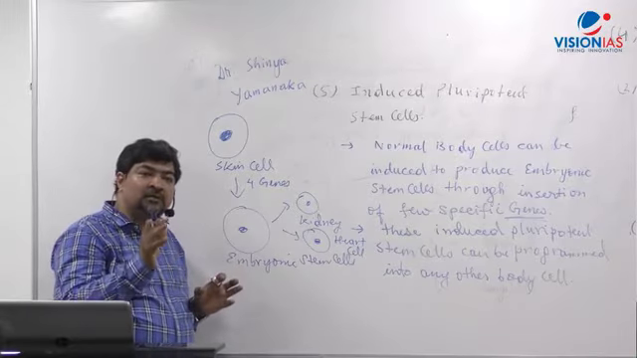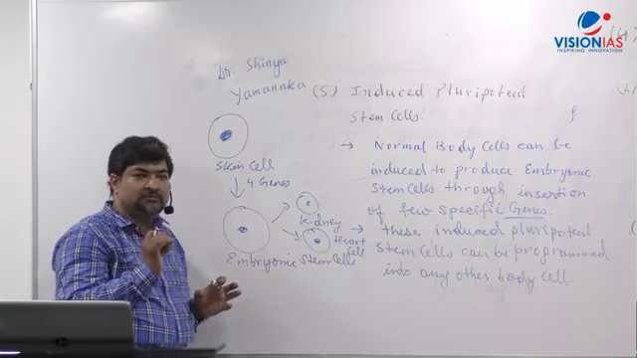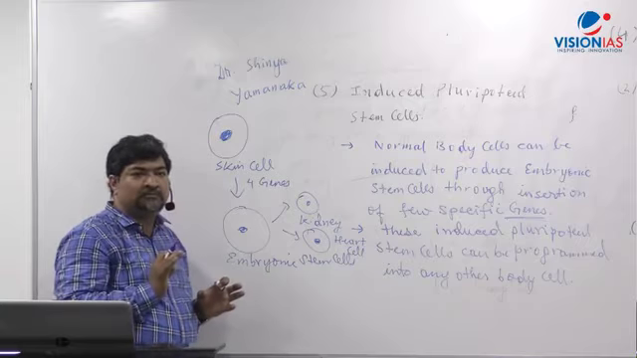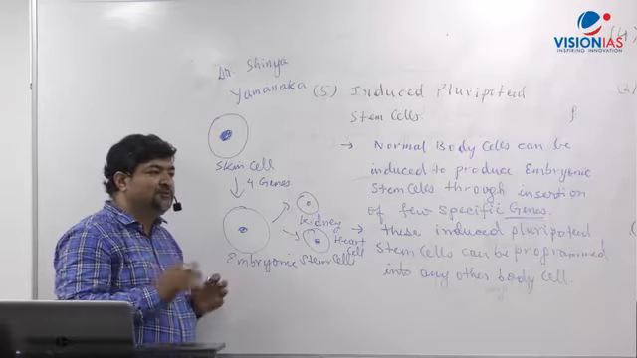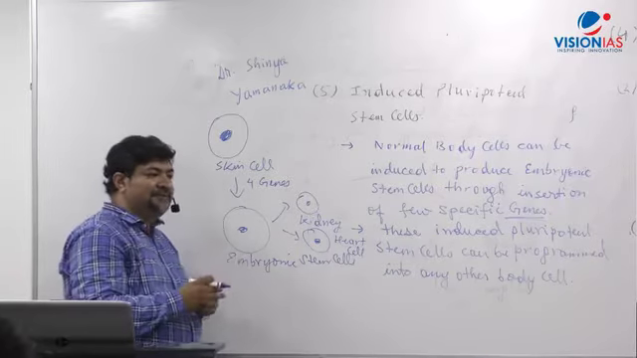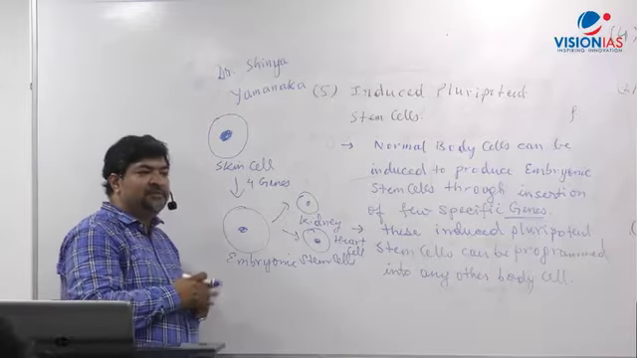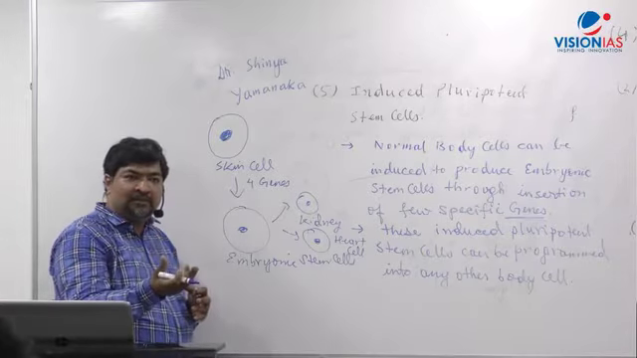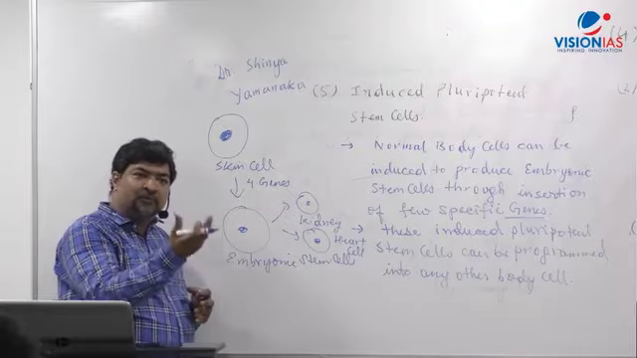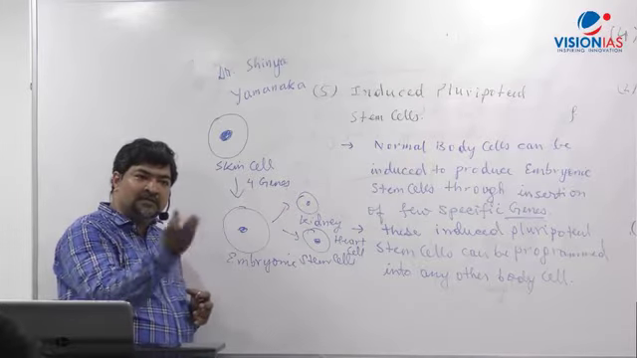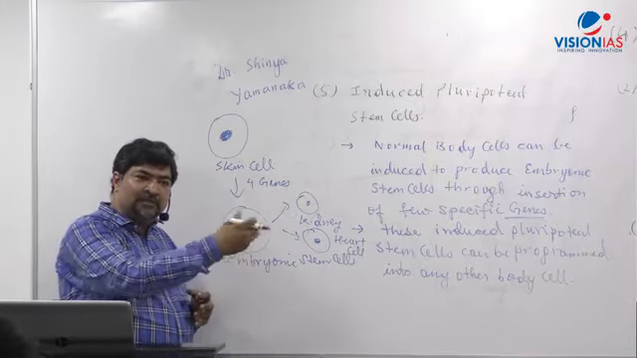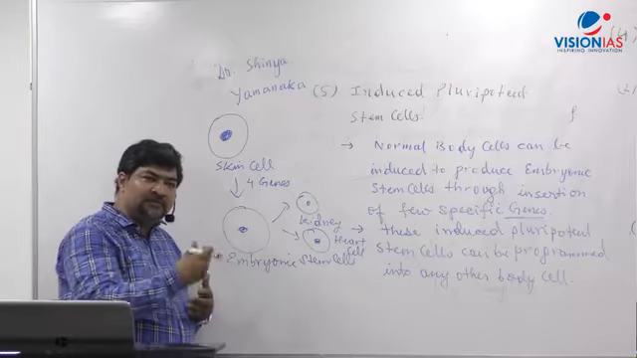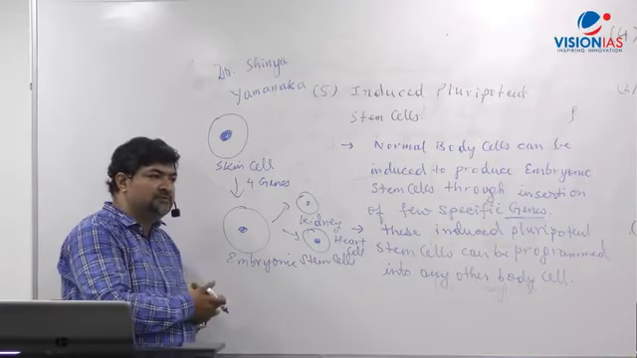Yamanaka did it only in what? Mouse. He did this work with mice, not with humans. So with humans it will take time. Right? Scientists are working on that. He only tried in the lab with a mouse cell. He proved that a mouse skin cell can become a stem cell and can produce any other cells. But in humans we still have to work it out. We are working on that. Okay?